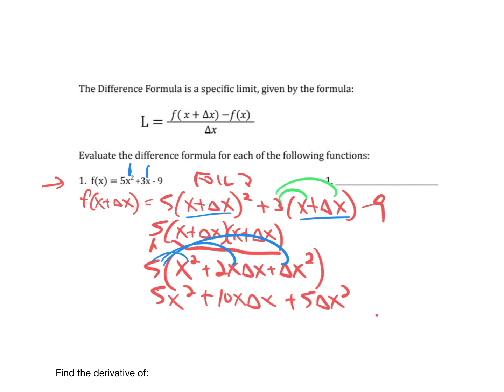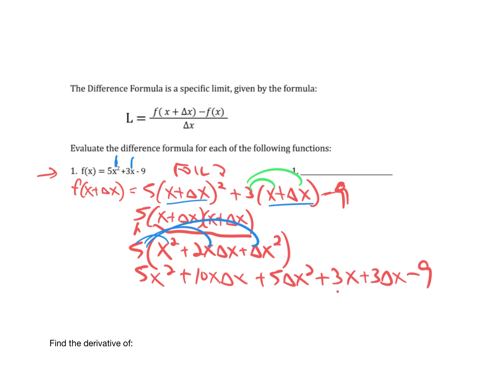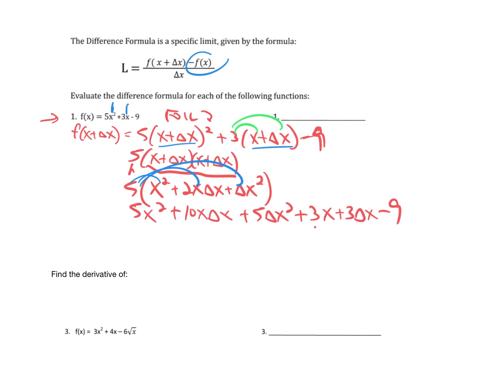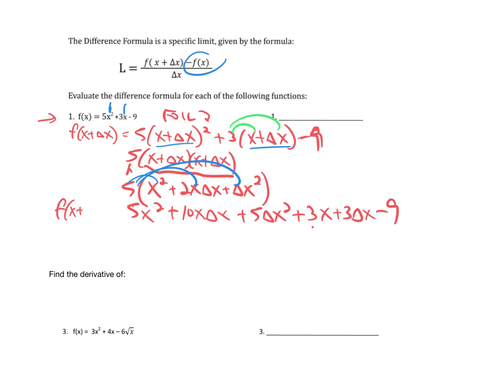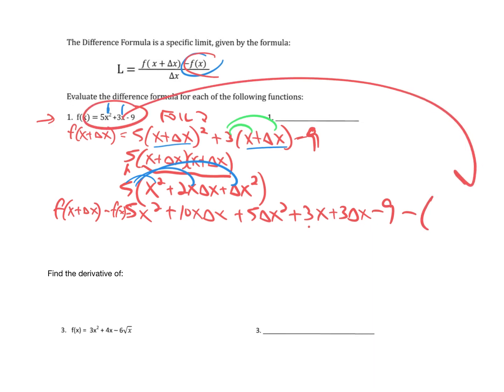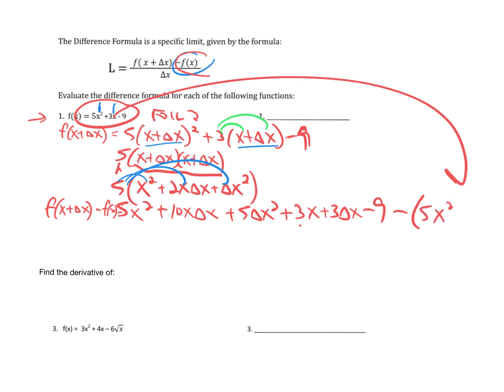Now back up here, I'm going to distribute the 3. So I have plus 3x plus 3 delta x, and then I just have this minus 9. So that's the first step of doing f of x plus delta x. Now what I'm going to do is take that, that's what f of x plus delta x is, and now I'm going to subtract f of x. I'm going to basically subtract this original function. So now I'm going to have minus 5x squared plus 3x minus 9. And I'm going to have to remember to distribute.